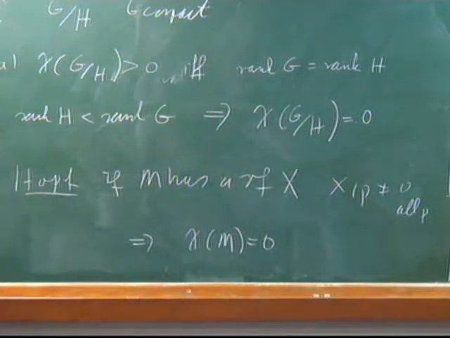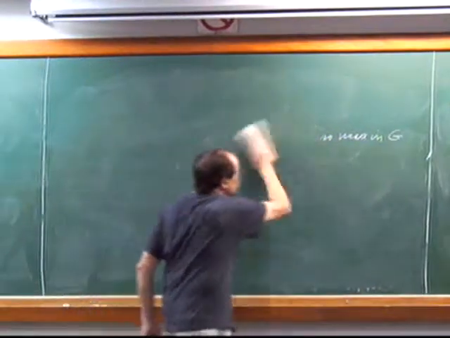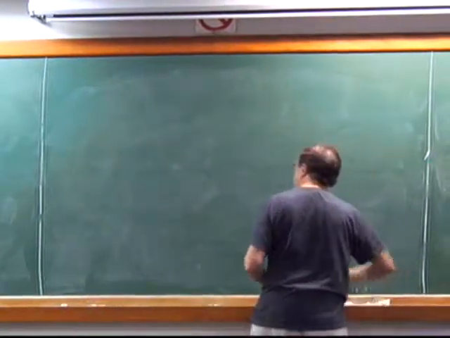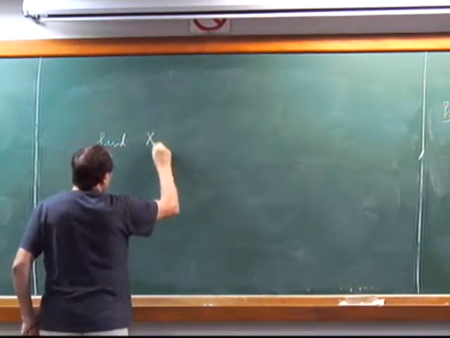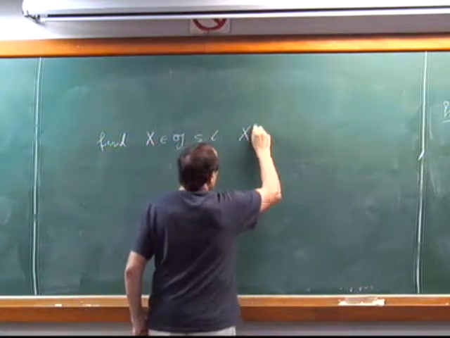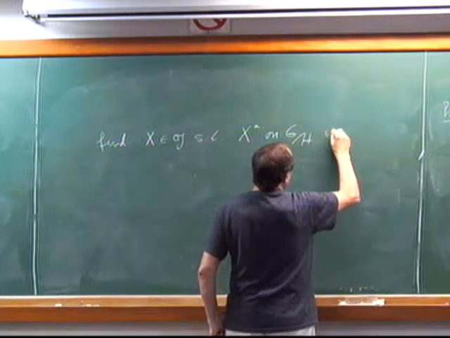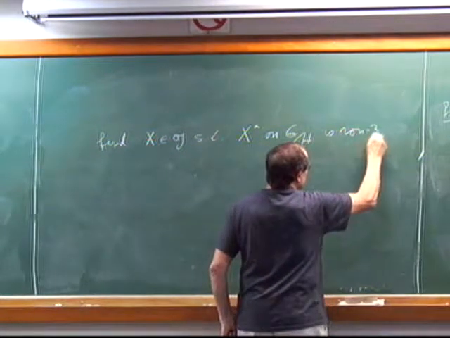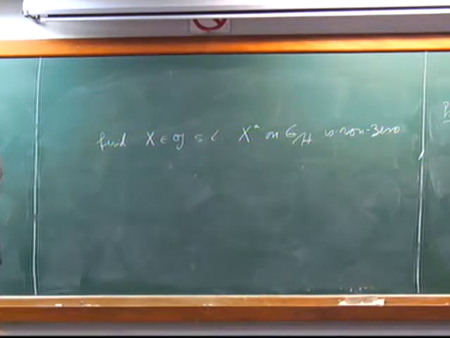So that's how we want to do this. We want to find a vector field. And what vector fields do I have on a homogeneous space? Well, I have natural ones, namely action fields. So I want to find a vector X in g such that X star on G mod H is everywhere non-zero. And that's not so hard.